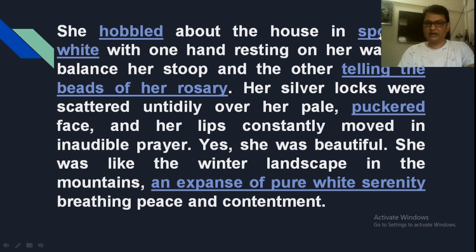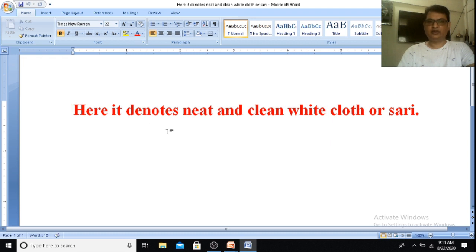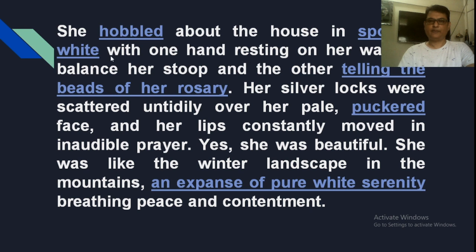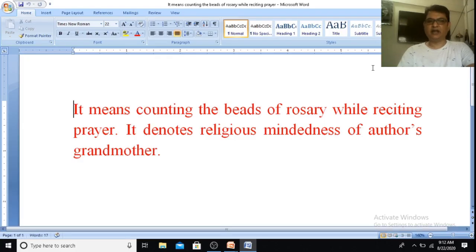Now, by spotless white, what does the author intend? By spotless white, the author denotes the neat and clean white cloth or sari of the grandmother, with one hand resting on her waist to balance her stoop so that she could stand, and the other telling the beads of her rosary. Telling the beads of her rosary signifies the religious-mindedness of the author's grandmother. Telling the beads of the rosary means counting the beads while reciting prayer.